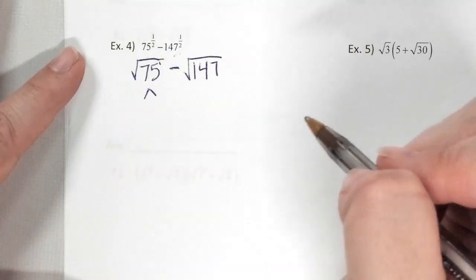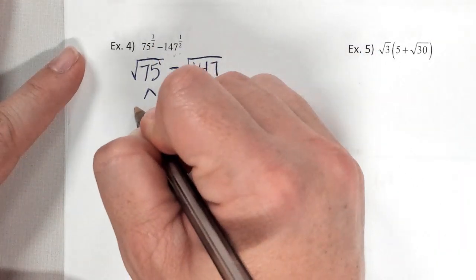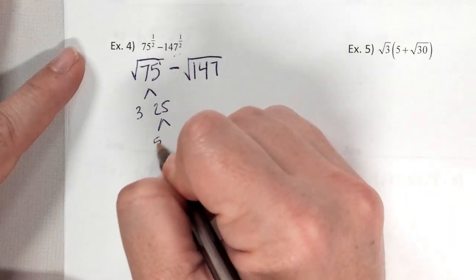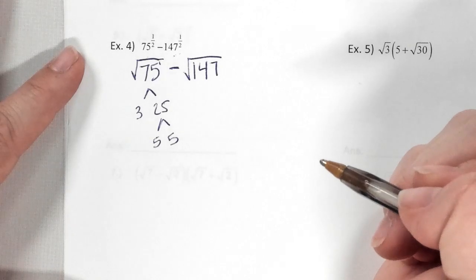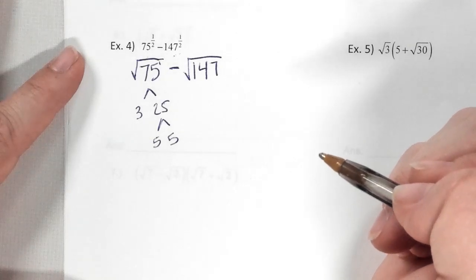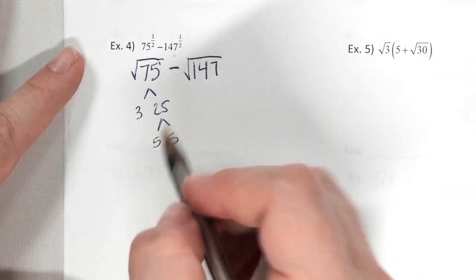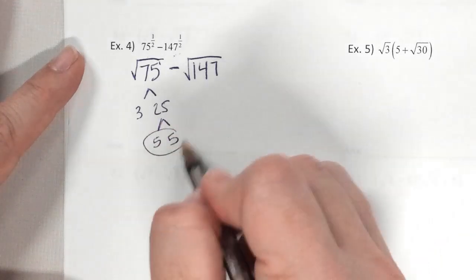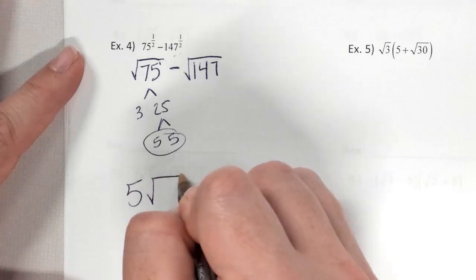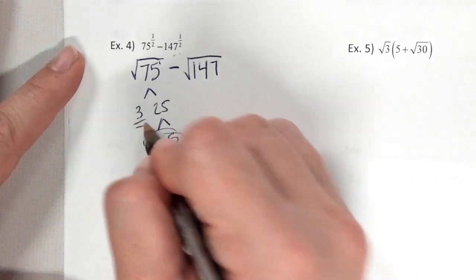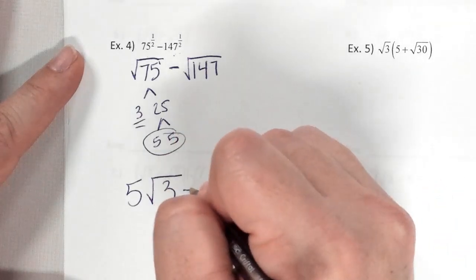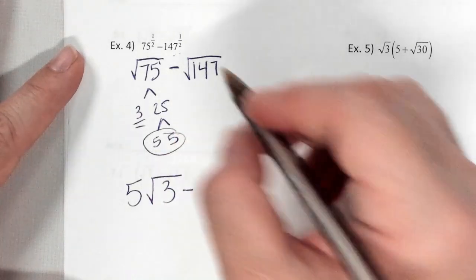What goes into 75? So 3 and 25. And then 25 is 5 and 5. Any questions with that? Okay, so what do I get to take out? The 5 because they match. And what goes back inside the square root? 3. I'm going to bring down the minus so I don't forget to subtract.